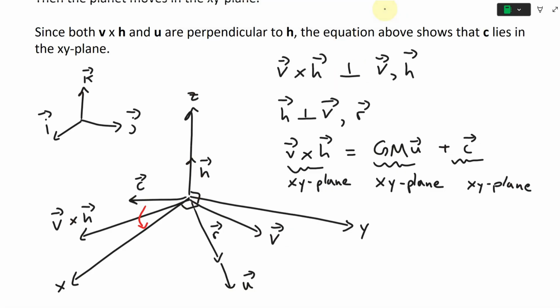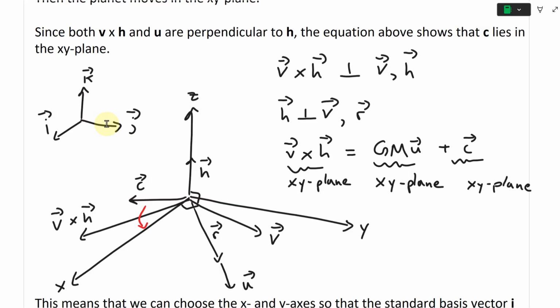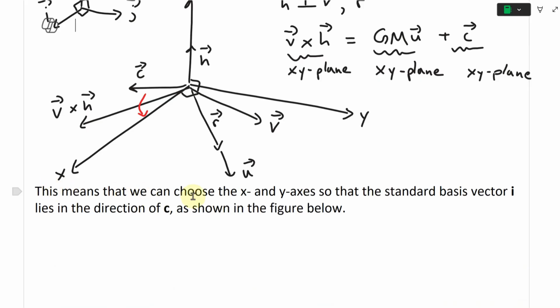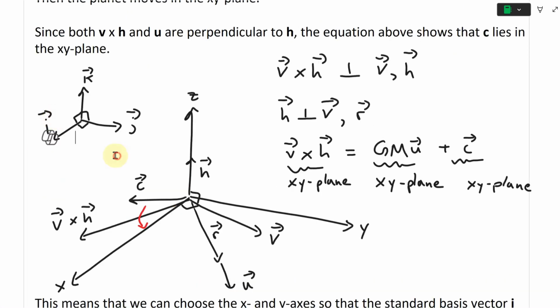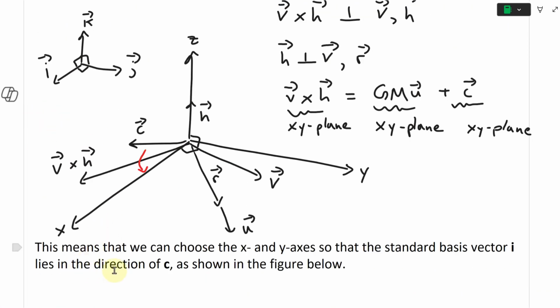All right, fascinating stuff. Going further, I just want to put right angles like that. They're all right angles to each other. So this means that we can choose the x and y axes so that the standard basis vector i lies in the direction of c. So we'll line those up and move it across, as shown in the figure below.